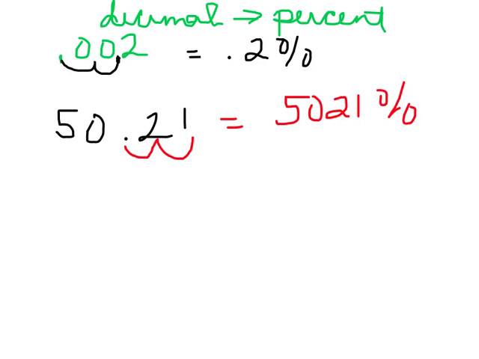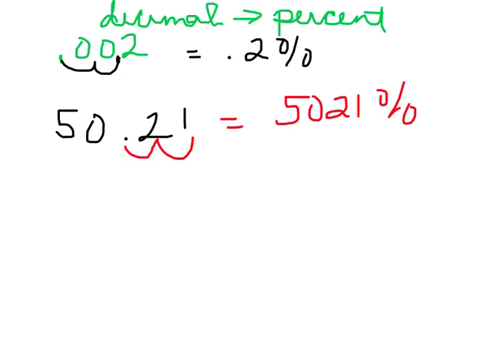100% is what 1 is equal to, so it makes sense that if I have 50.21, that's 50 whole parts. That's going to be 50 times 100, and then the 21 out of 100 left over. If you kind of want to think of it that way, you can. Again, just move the decimal place right 2 spaces.